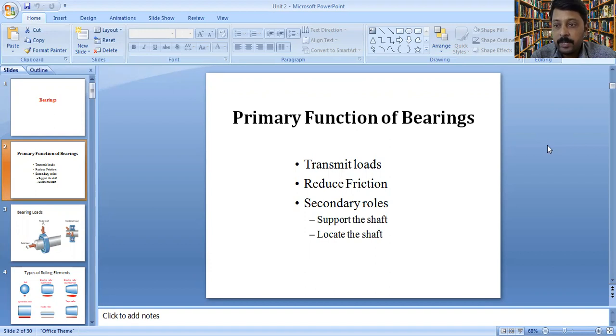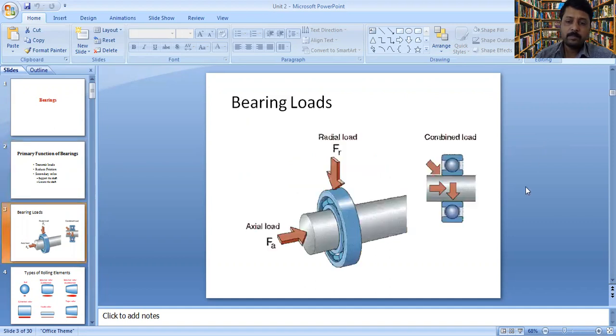So basically we can classify the functions as primary and secondary. In the primary function, the bearing is used to transmit the load as well as to reduce the friction between two parts or components. In the secondary role, it is used to support the shaft as well as locate the shaft. Now see, this is a basic representation of a ball bearing.